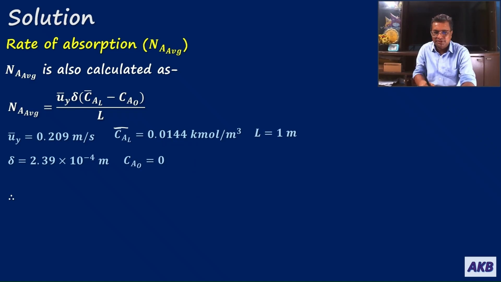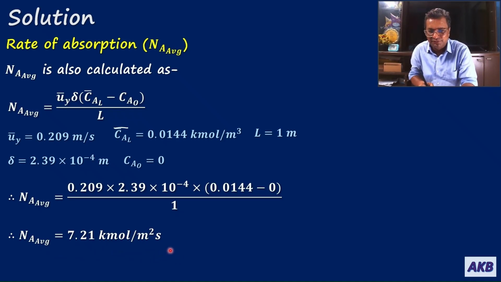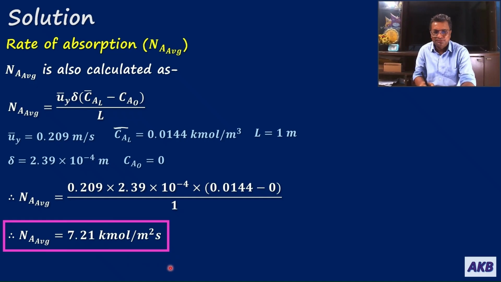L is 1 meter. So if you use these values, that will give NA average as 0.209 into 2.39 into 10 to the power minus 4 into 0.0144 minus 0, divided by L, which is 1. So NA average comes out to be 7.21 into 10 to the power minus 7 kilomole per meter square per second per meter width of the film.